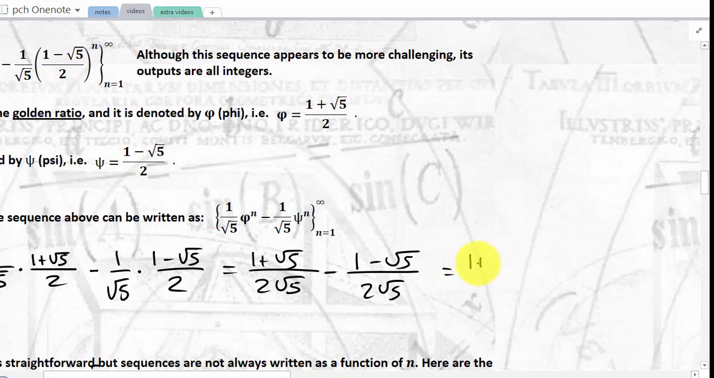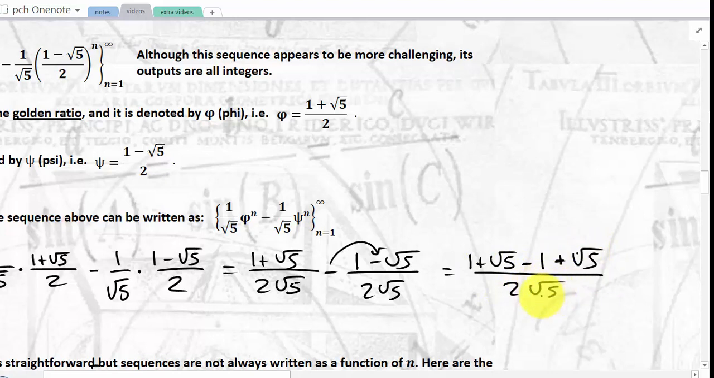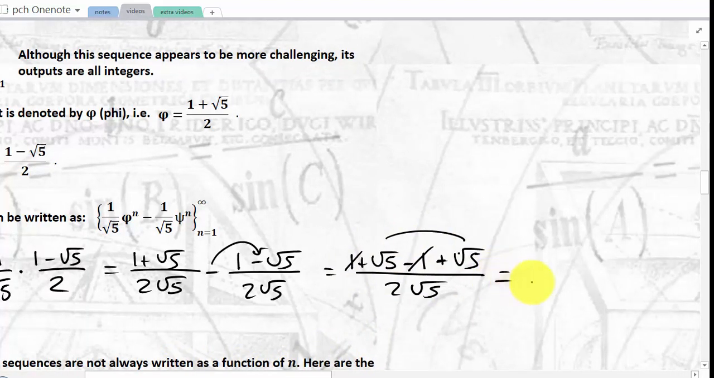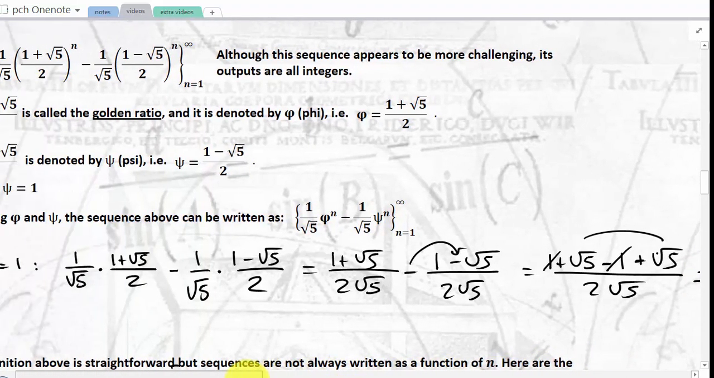Okay, well, the denominators are the same, right? So it is 1 plus root 5 minus 1 minus root, oh, careful, the minus distributes here. So it's plus root 5, right? Plus root 5 over 2 root 5. These will cancel. What do you have at the top? 2 root 5 over 2 root 5. Wow, that's 1. Okay, this is my first term of the sequence, 1.